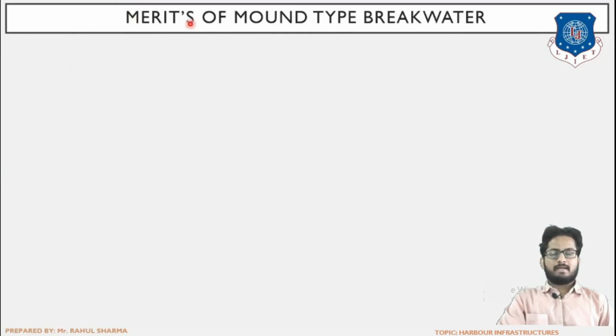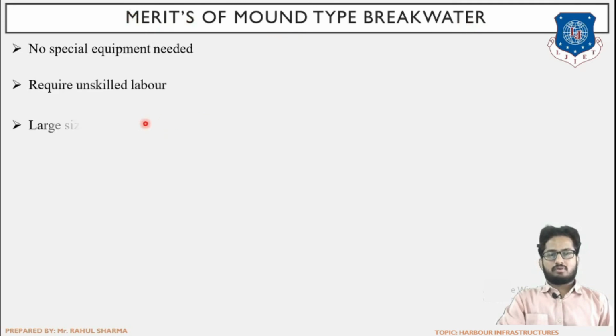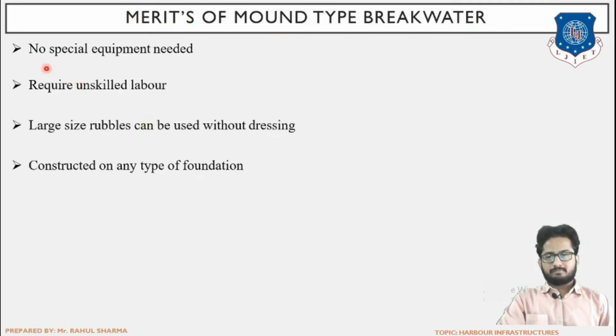Next are the merits and demerits of mount type breakwater. So first of all, let us talk about the merits. Doesn't require any special equipment. Why? Because here the rubbles, rocks are laid in a haphazard manner, in an irregular manner. So there is no such need of any special equipment, because they have to be just laid on the core.